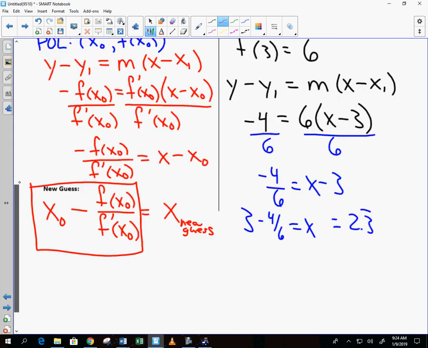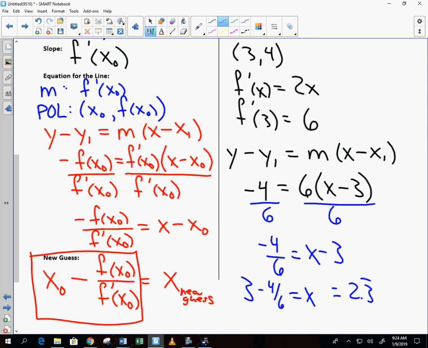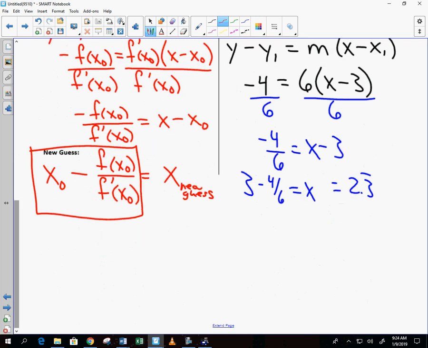Where did the 3 come from in this problem here? That was our guess. Minus, where did the 4 come from? That's where we plugged the 3 in. Where did the 6 come from? That was the slope from the derivative. You just take 3 minus f of 3 divided by f prime of 3. That's how we got 4. That's all this is saying right here. You just take your guess minus the function at the guess divided by the derivative at the guess. And that gives you an excellent new guess.